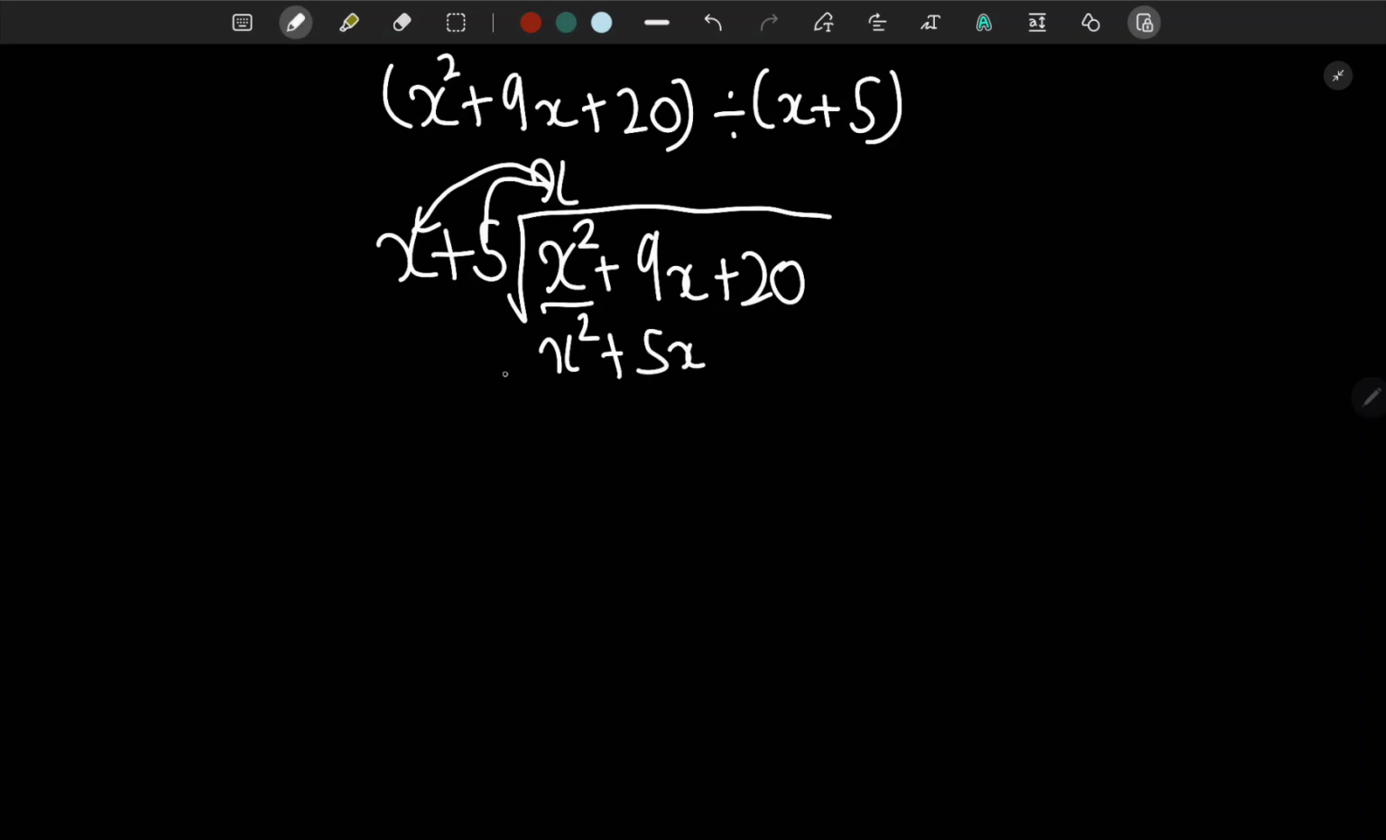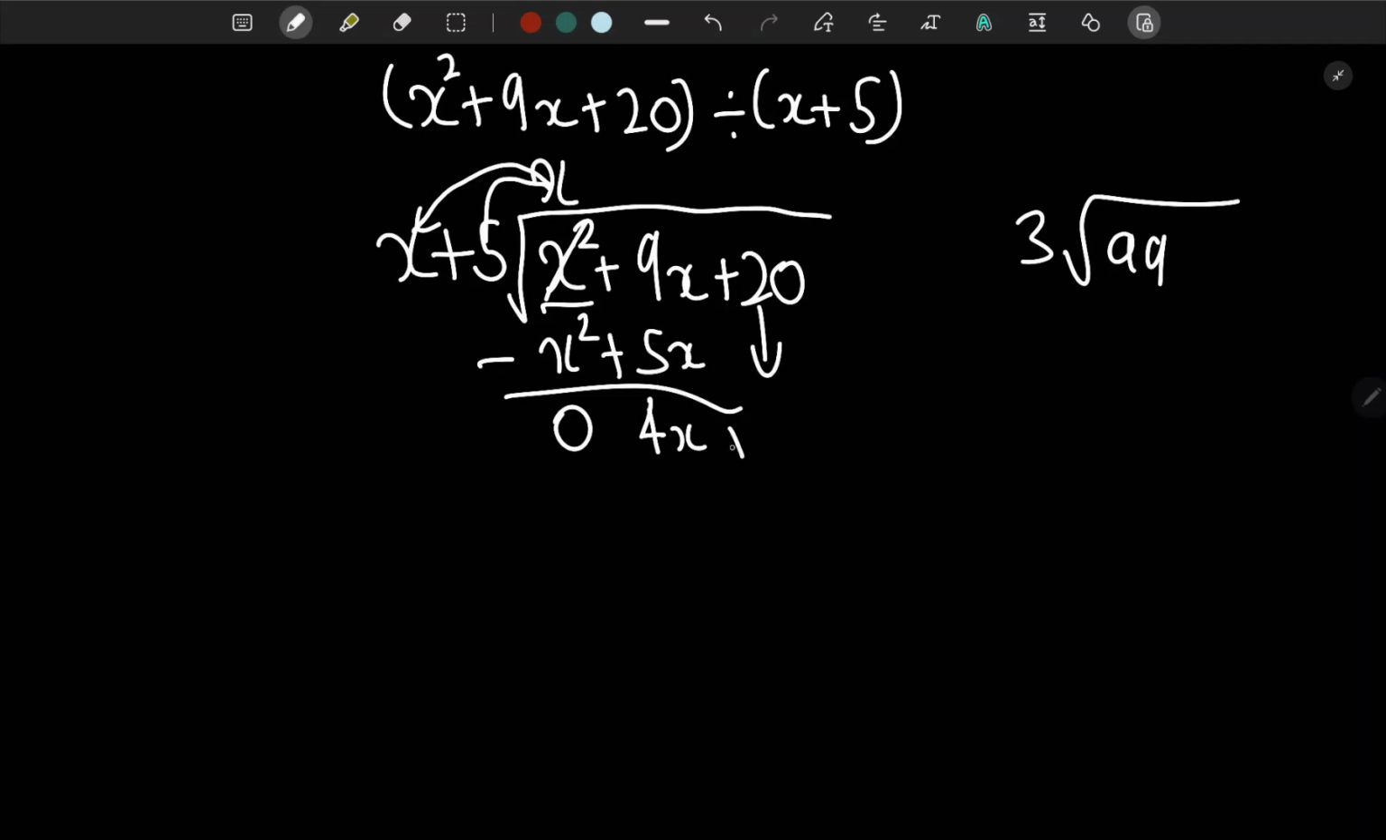And as we know, just like in normal division, after dividing the first number, we subtract. So we need to subtract here. x squared minus x squared just cancels out to 0, and 9x minus 5x gives us 4x. Now, as in normal division, we bring the next element down. So we bring 20 down, and this becomes 4x plus 20. Again, the first term here is 4x, so we divide 4x by x, and that will give us 4.